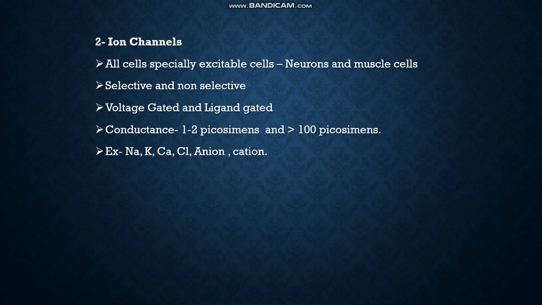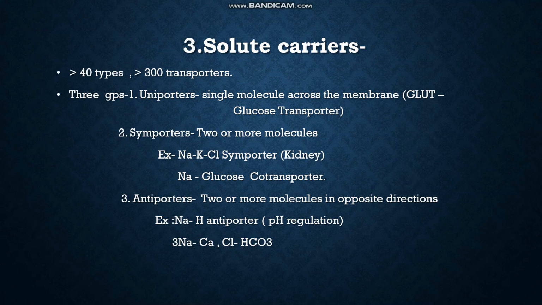Ion channels. These are especially in excitable cells, for example in neurons and muscle cells. These can be voltage gated and ligand gated. The conductance can be measured in 1 to 2 picosiemens or more than 100 picosiemens. Examples are sodium, potassium, calcium, chloride, anions and cations.